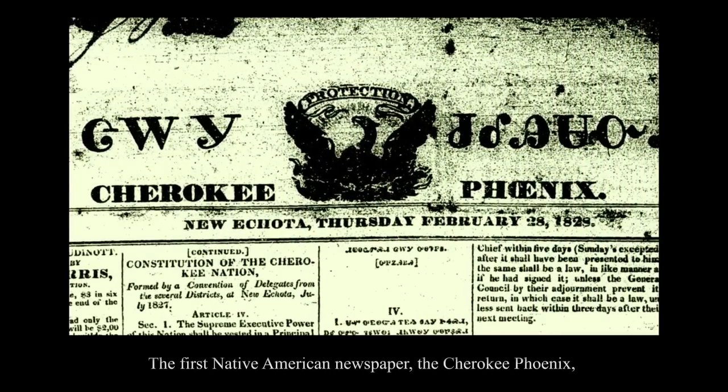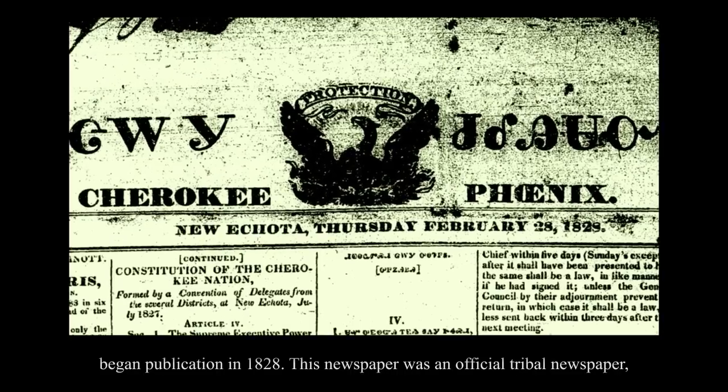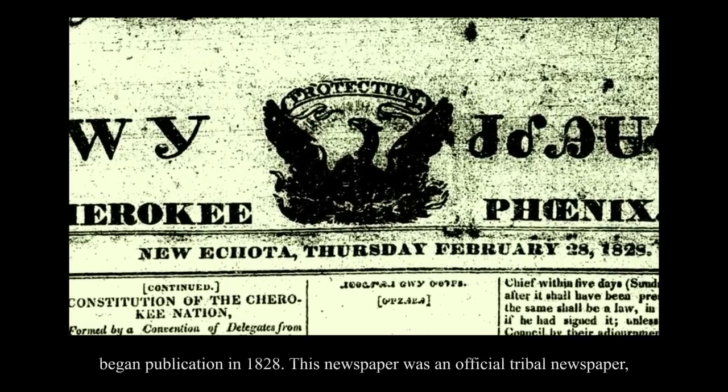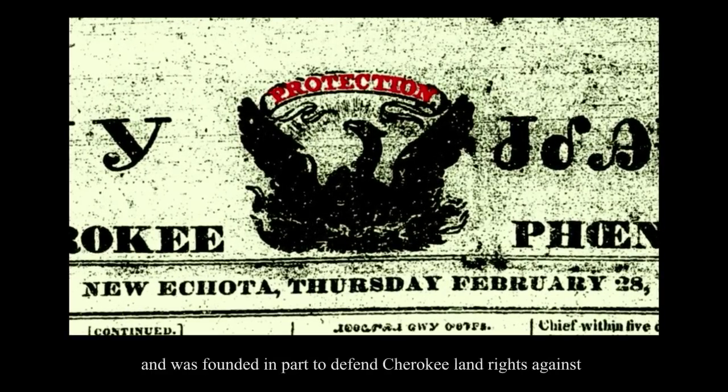The first Native American newspaper, the Cherokee Phoenix, began publication in 1828. This newspaper was an official tribal newspaper, and was founded in part to defend Cherokee land rights against the federal government's emerging policy of forced removal.